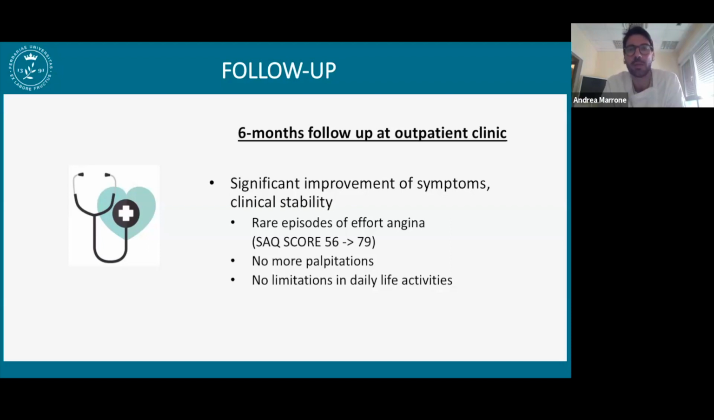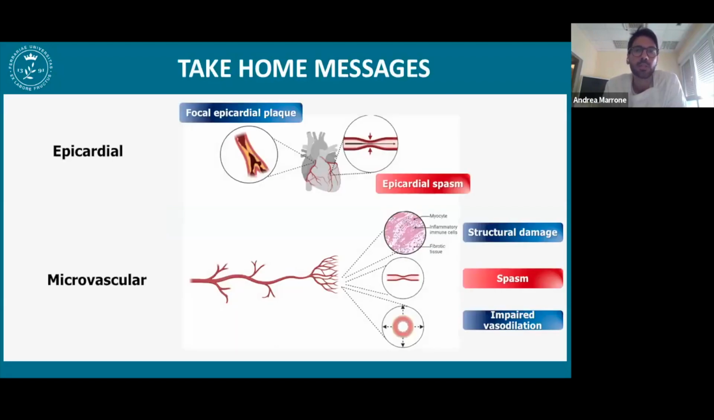The SAQ score improved from 56 to 79, so he has no more palpitation, and he did not limit his daily life activities anymore. So, to go back to our take-home messages, what we have to see is that both epicardial and microvascular circulation can have some structural and functional disease. And so what we should do is always go further than the assessment of the obstructive epicardial CAD.